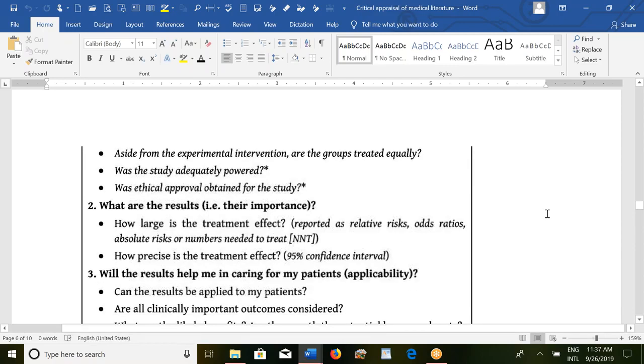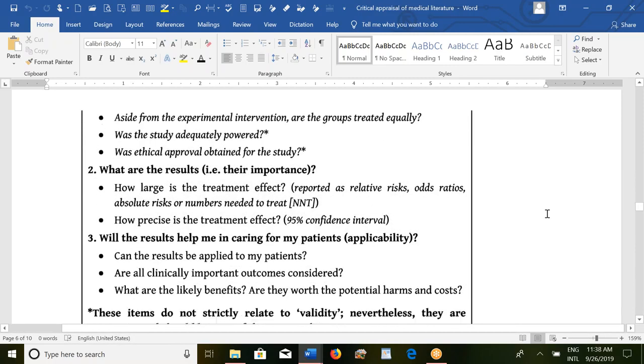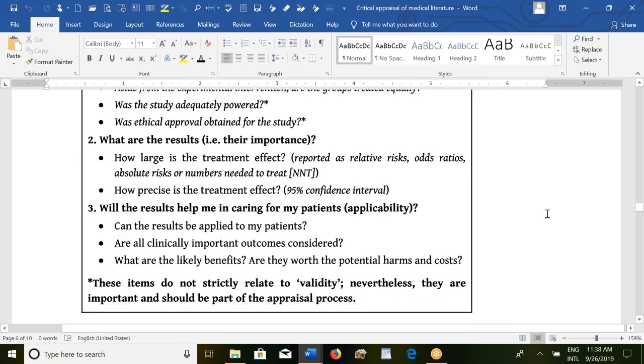Then, was ethical approval obtained? In each hospital you have one ethical committee. Before you start any study, you need to take approval from this ethical committee. You write a request stating the purpose of the study, and then the hospital ethical committee will sign it and say, okay, this is an ethical study.